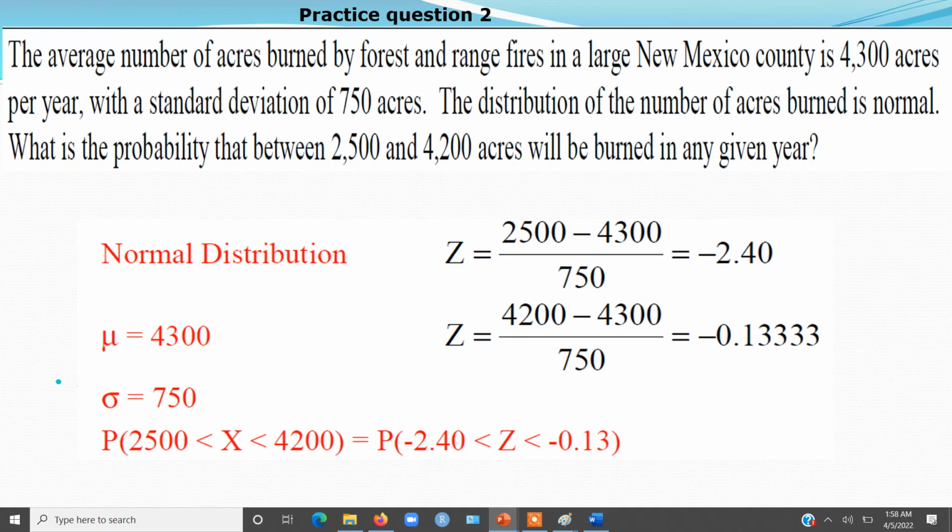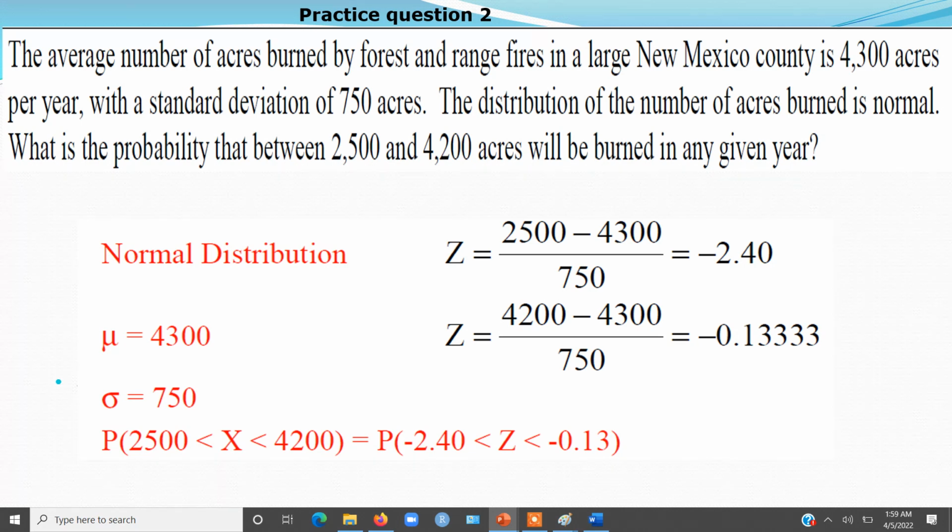Next we have another word problem. Okay, let's read the statement before I solve. The average number of acres burned by forest and range fires in a large New Mexico county is 4,300 acres per year, with a standard deviation of 750 acres. The distribution of the number of acres burned is normal. What is the probability that between 2,500 and 4,200 acres will be burned in any given year?